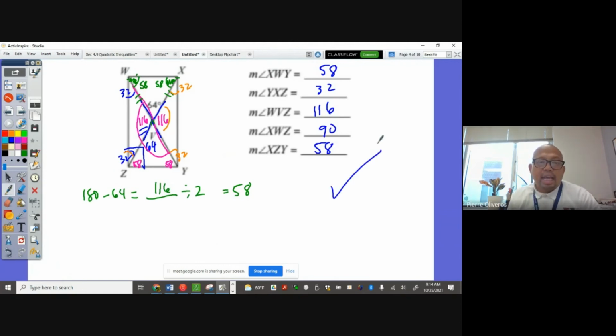And there you have it. And that's the properties of a rectangle. As always, kaboom.